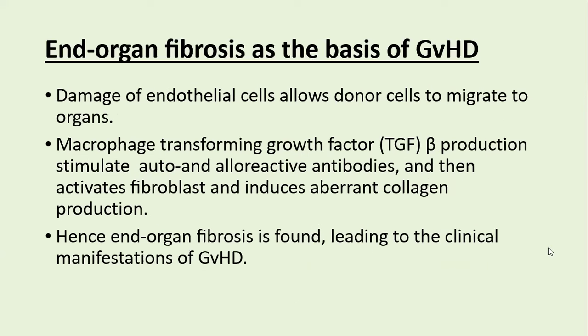And organ fibrosis as a basis of GVHD. The damage to the endothelial cells allows the donor cells to migrate to the organ. So through the blood vessels, the donor cells move to the organs. Macrophage transforming growth factor beta production again stimulates auto and alloreactive antibodies and then activates fibroblasts and induces aberrant collagen production.